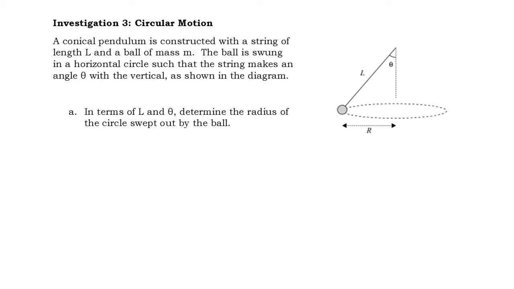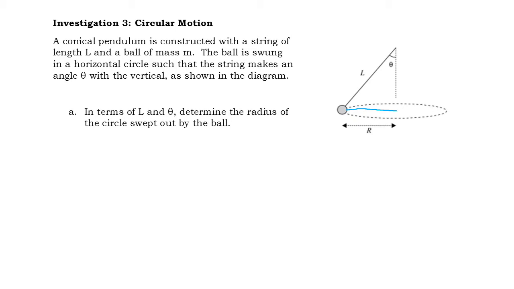A conical pendulum is constructed with a string of length L and a ball of mass m. The ball is swung in a horizontal circle such that the string makes an angle theta with the vertical, as shown in the diagram. In terms of L and theta, determine the radius of the circle swept out by the ball. So we're trying to find this length here.